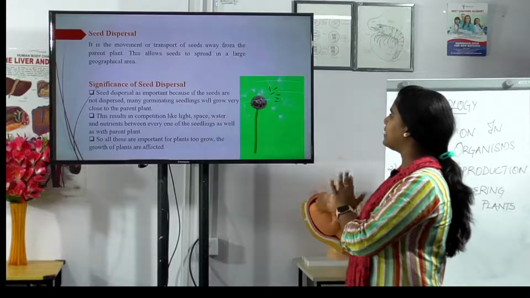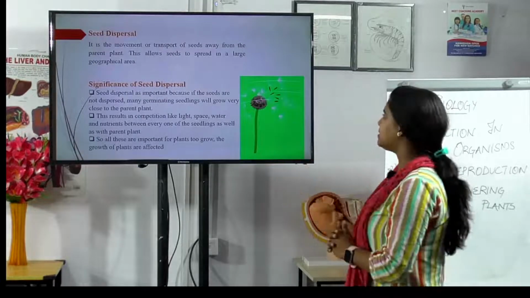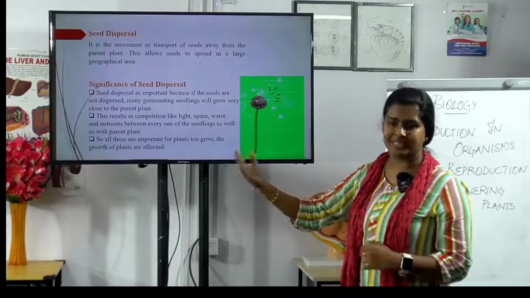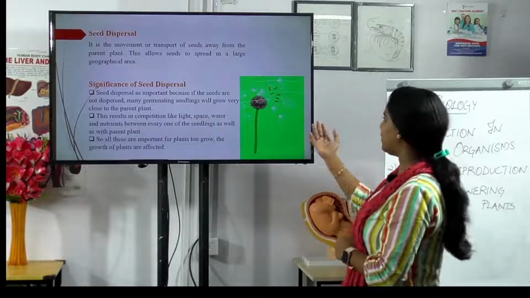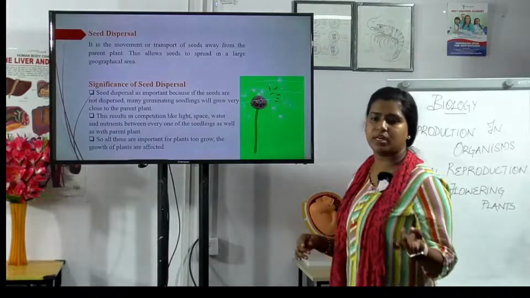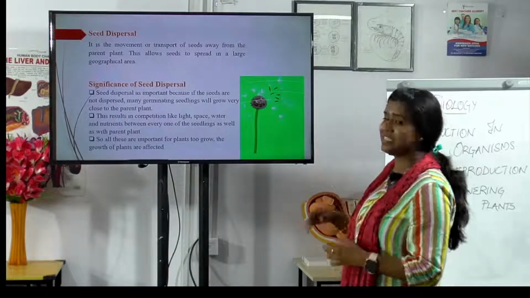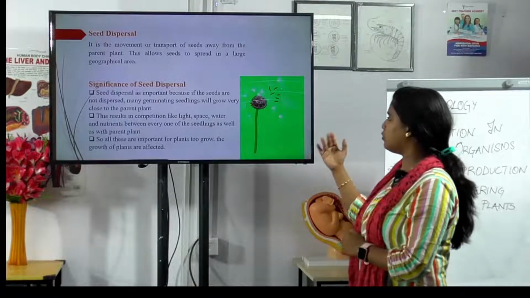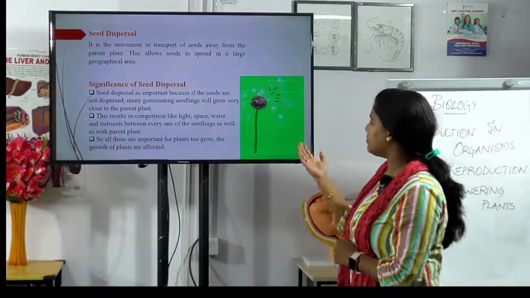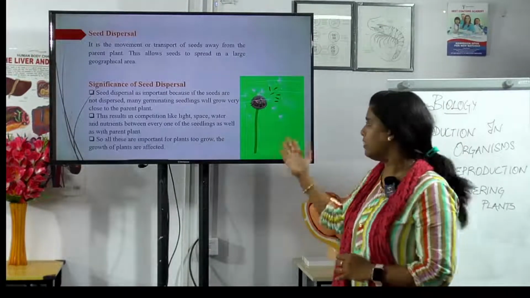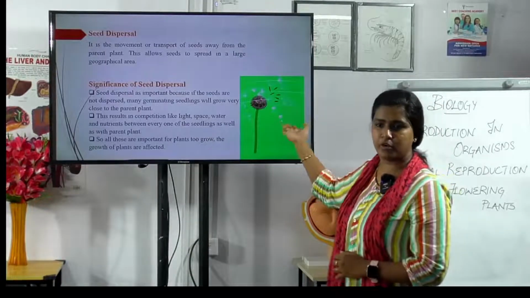What is the significance? If seeds are not dispersed, many germinating seeds will grow close to the parent plant only, if they don't travel from place to place. This results in competition for light, water, soil and food, everything, even with the parent plant itself. These are important for the plants to grow, so the plants will be affected if they don't get any of this.